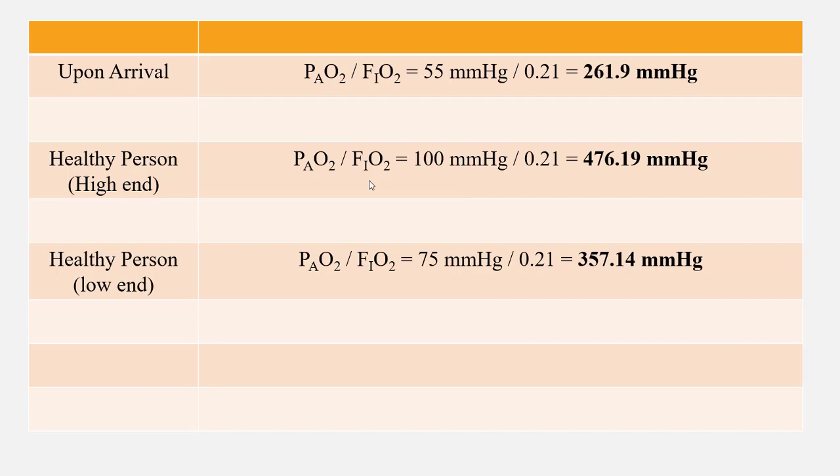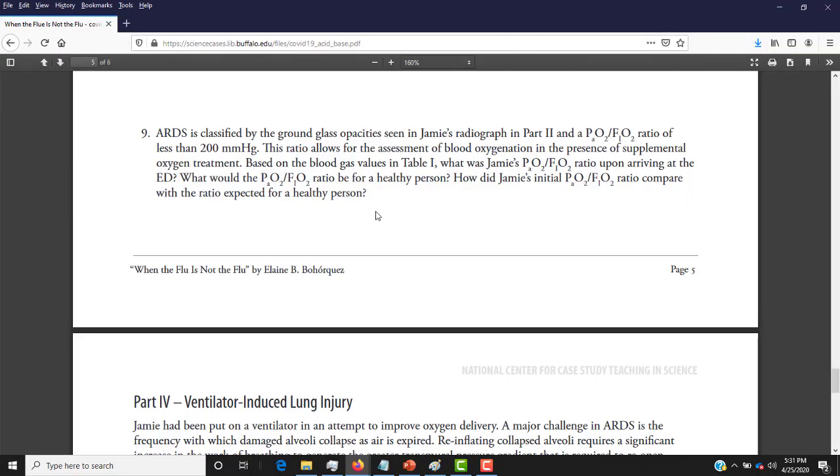That stuff is interfering with how the alveoli can work. If they aren't working properly, the oxygen and carbon dioxide won't be able to be exchanged properly. So that's what I was going for with question number 9. So I wanted values for Jamie's ratio when he first got to the ED, and for a normal healthy person, what their value would be, and how those two values compare to one another. And Jamie's is going to be much lower compared to a healthy person, which is what you would expect with someone with lung damage like this.